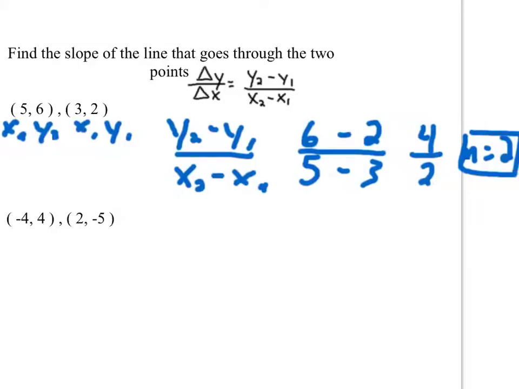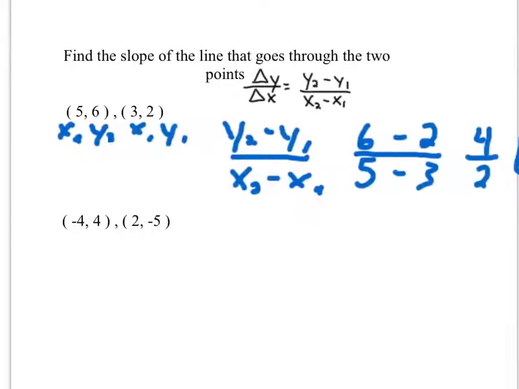Okay, alright, and let's go on to this example here. Again, same thing. Pick which ones are going to be your sub 2s and your sub 1s. I'm going to make these over here my sub 2s because my y is bigger. So I got x sub 2, y sub 2. Again, it really doesn't matter at all. And make those my sub 1s.